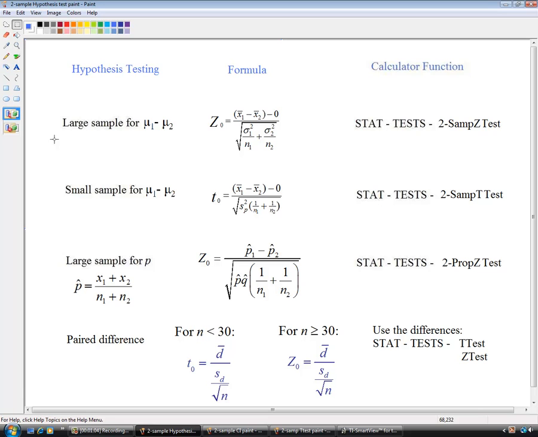And the threshold for n1 and n2 being large enough is 30, so we're not going to use a large sample. We have 17 and 12, so we're going to use a small sample. So the calculator function we're going to use is the 2-samp t-test, or 2-sample t-test is what it means. And the calculator function would be stat, then tests, and then the 2-samp t-test.